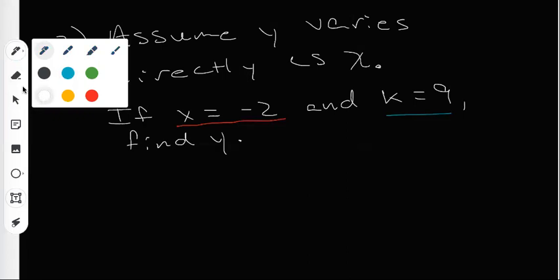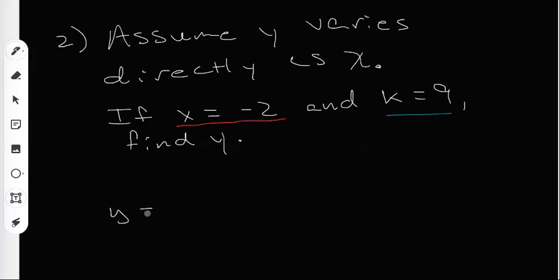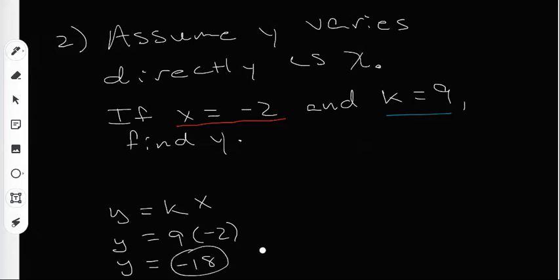So the first thing I do is write out my formula, y equals kx. Then I start plugging in my numbers. I know that k is 9. I know that x is negative 2. So I get 9 times negative 2. So y has to be equal to 9 times negative 2, which is negative 18. That would be my answer. y equals negative 18. For all these questions, they're giving you the information and they're trying to get you to find the missing value.